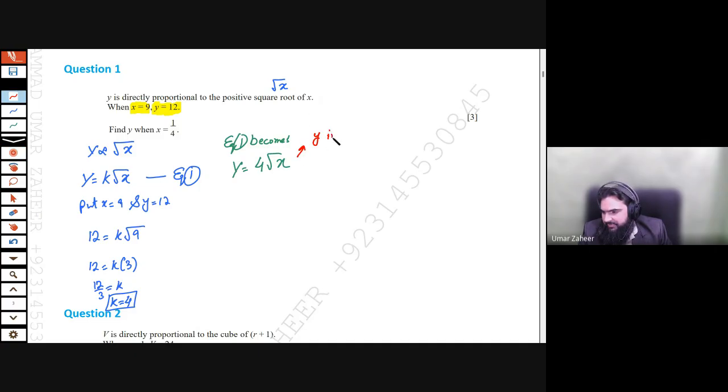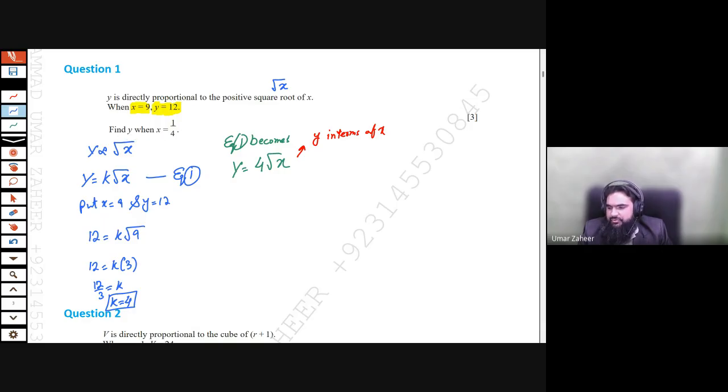y in terms of x. Whenever you are doing any question, you have to rewrite this equation. You have to rewrite the y value in terms of x, or if there are any other variables, you have to use them accordingly. Now in the next part he says, find y when x is equal to 1 over 4.